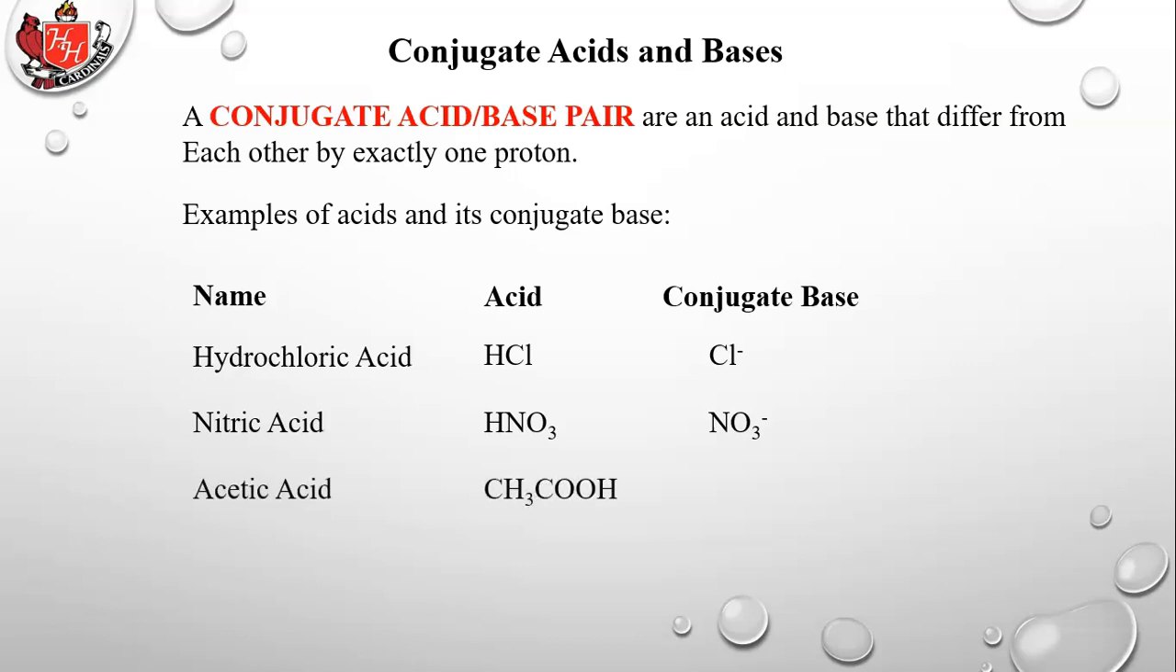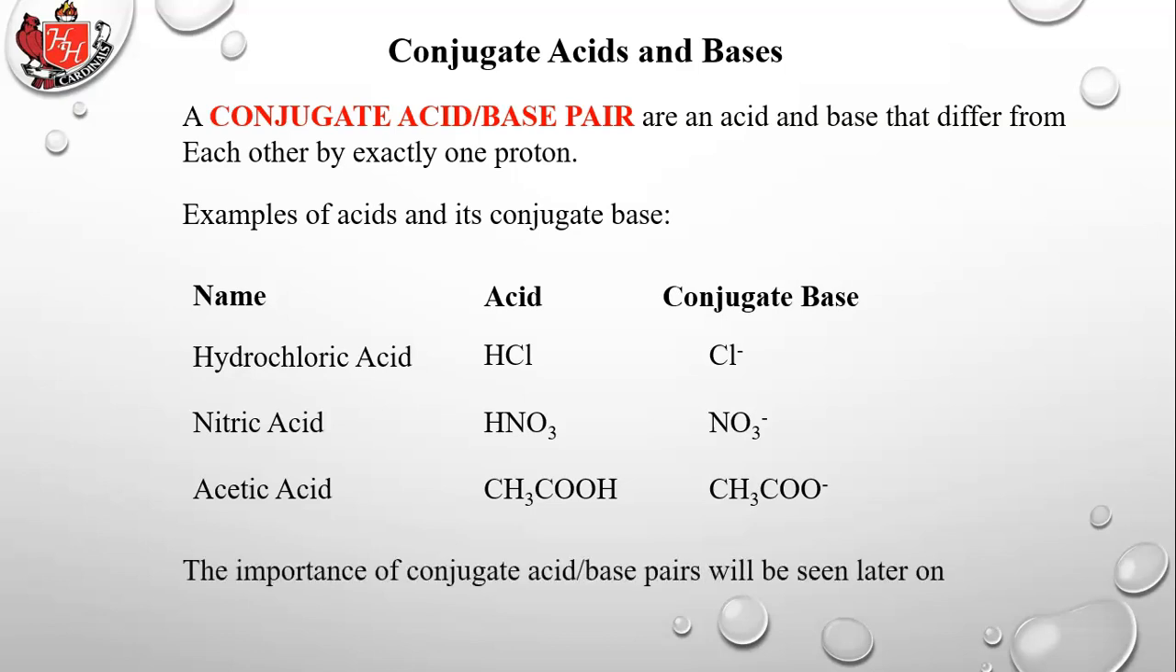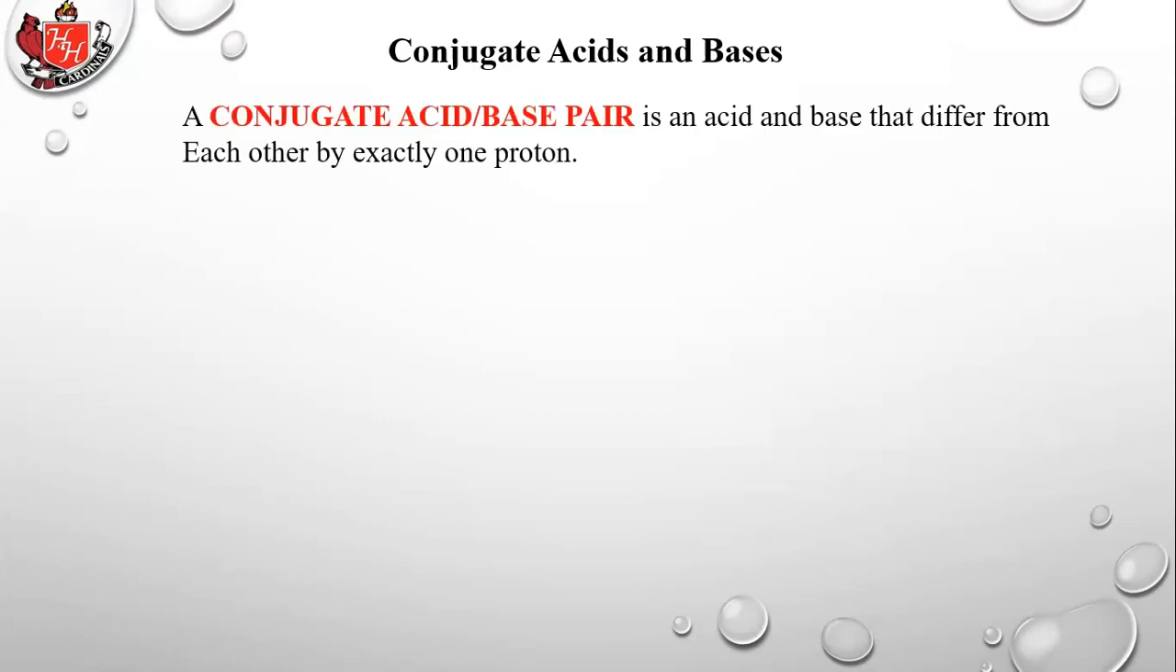Acetic acid is CH3COOH and CH3COO-. So the proton went away, left its electron behind there, and made it negatively charged. That's called an acetate ion. The importance of conjugate acid-base pairs will be seen later on. A conjugate acid-base pair is an acid and base that differ from each other by exactly one proton.